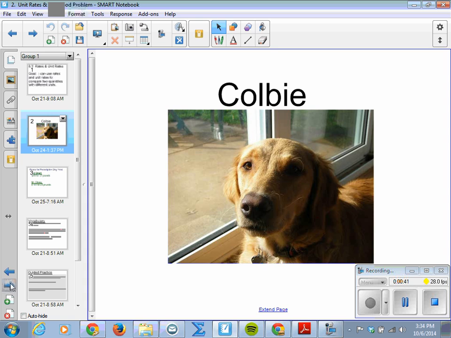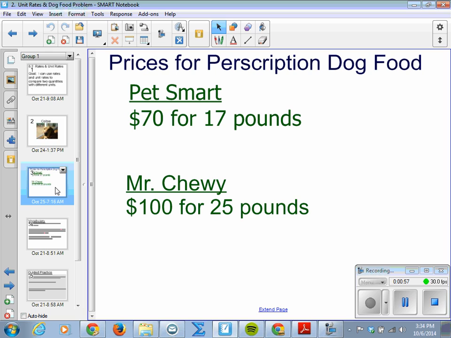And we go to PetSmart for the vet service. So we checked PetSmart for the food, and we found it there. And it cost $70 for 17 pounds. It seemed a little pricey to us, so we checked online to different websites, and we found a website called Mr. Chewy. And they sold the dog food for $100 for 25 pounds. So the question is, which dog food or which vendor should we buy the food from?